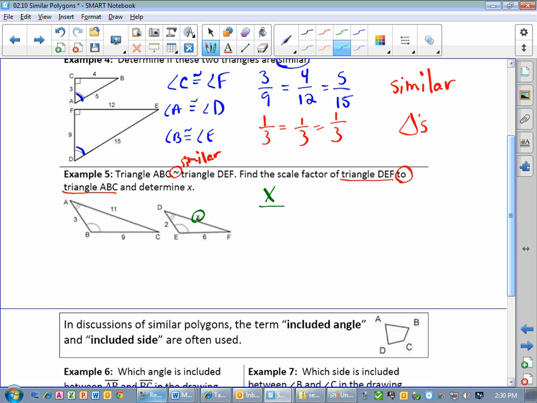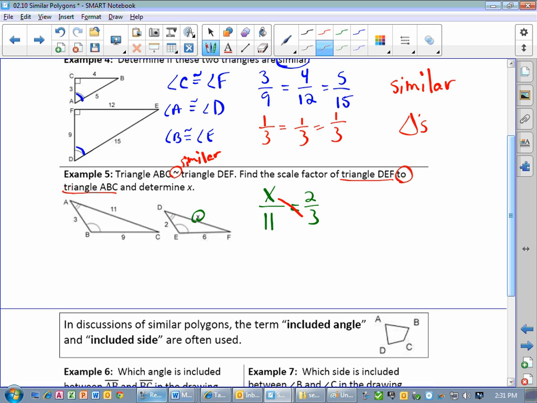So the ratio of X to what's the corresponding side over here? 11 would have to equal the ratio of two other corresponding sides. So does it matter which one we pick, do you think? No? So I'm going to pick 2 to 3. Could choose 6 to 9, doesn't matter. How do we solve this proportion?